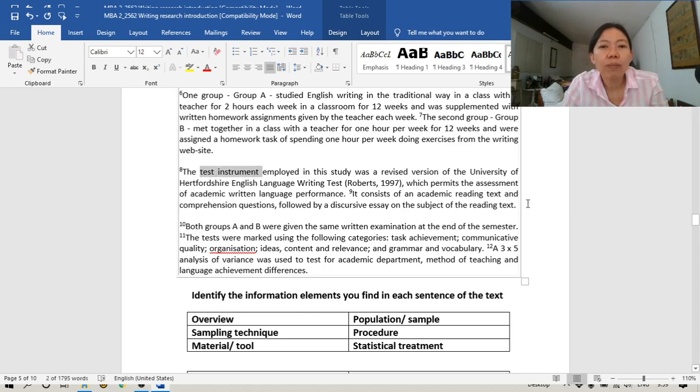So we're talking about the materials or the research tool. The research tool is the English language writing test. The next sentence says it consists of an academic reading text and comprehension questions, followed by a discursive essay on the subjects of the reading text. So here, we refer to the English language writing test. We're still talking about the materials or the research tool.